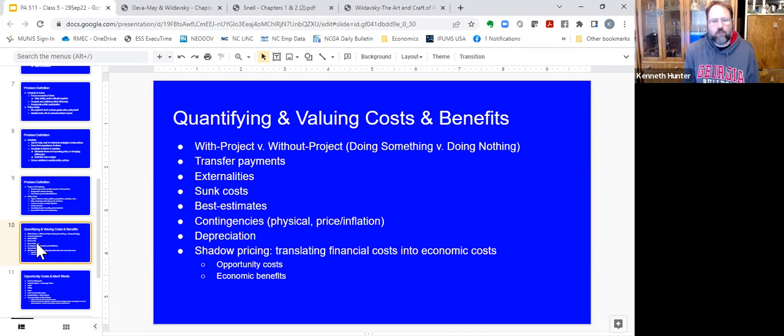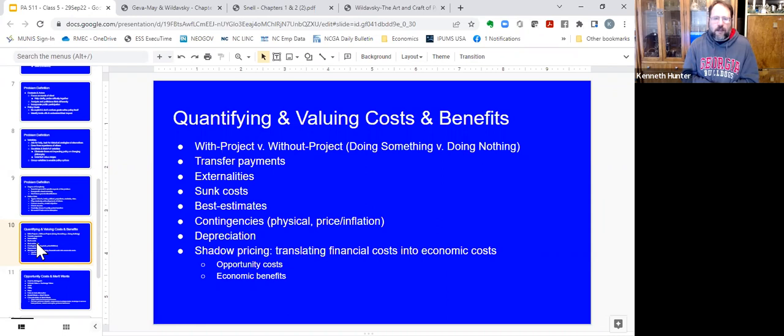Well, what would happen if we did absolutely nothing? What would happen if we didn't build the event center? What would life be like then? And then you have to look at the difference between doing nothing and doing something. There are things you have to take into consideration. One is the transfer payments consideration.